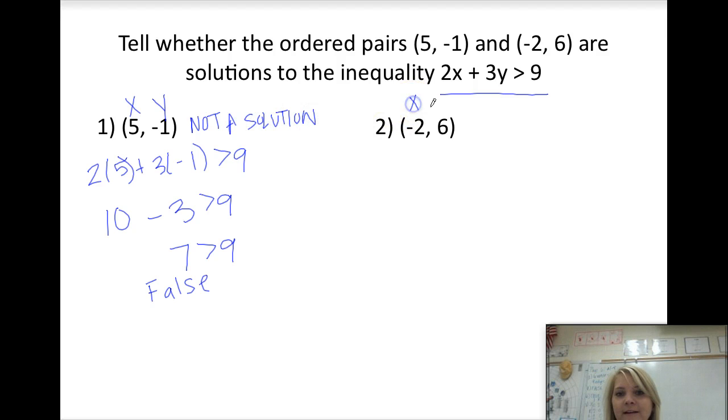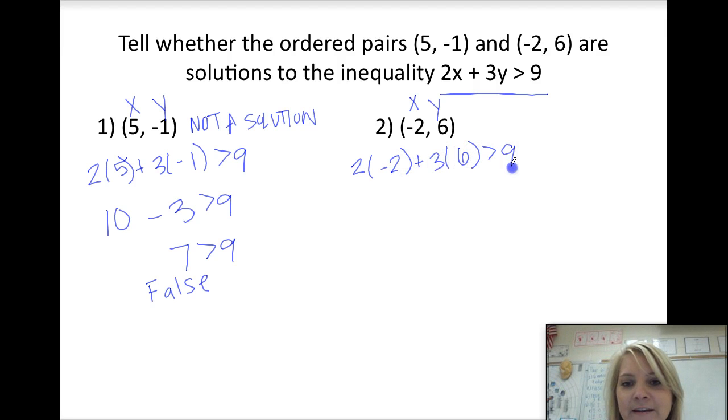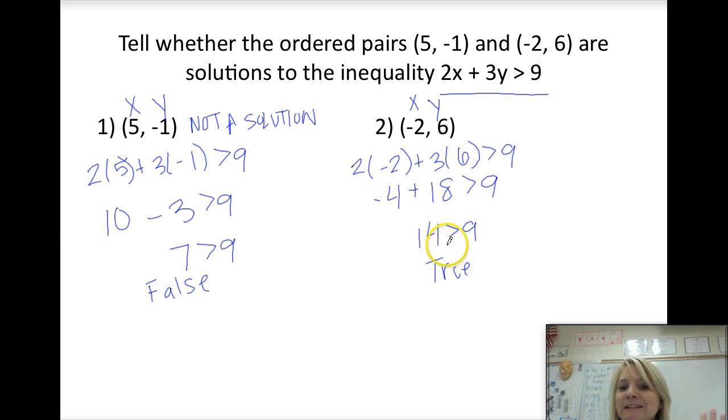So let's test (-2, 6). When we substitute -2 in for x, we have 2 times -2 plus 3 times 6 is greater than 9. And then we have -4 plus 18 is greater than 9. -4 plus 18 will get us positive 14 is greater than 9. This is a true statement. So since 14 is greater than 9, (-2, 6) is a solution. And this is going to be important for when we are graphing our linear system.